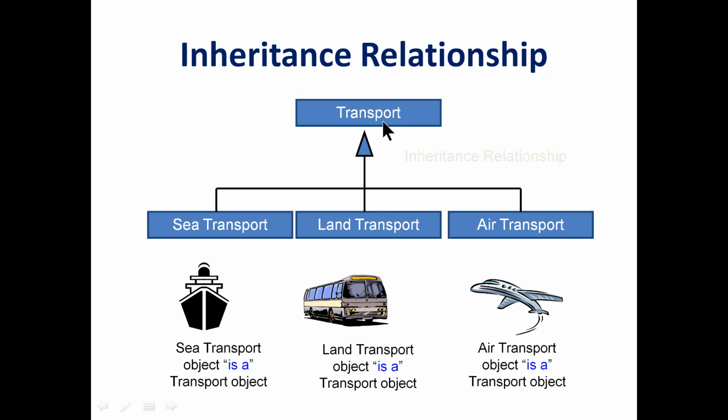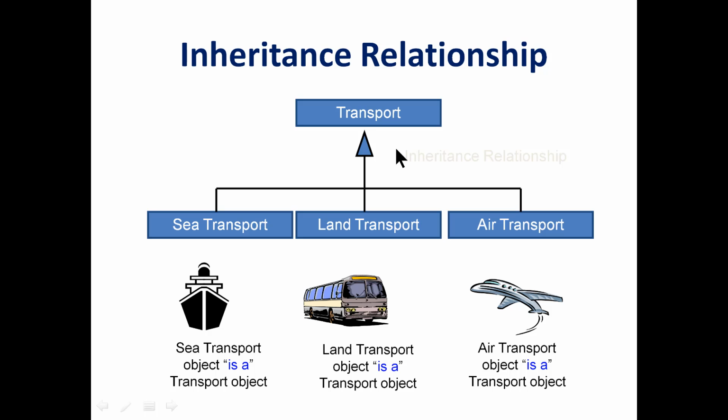This is the inheritance relationship. So a sea transport object is a transport object, a land transport object is also a transport object, and an air transport object is also a transport object. That means this is a superclass Transport, and we have three subclasses: SeaTransport, LandTransport, and AirTransport. If I create a reference or a pointer of type Transport, like Transport x, then I can create a SeaTransport object and keep that object in x, or a LandTransport object, or an AirTransport object. Why? Because all three transports are actually transport.